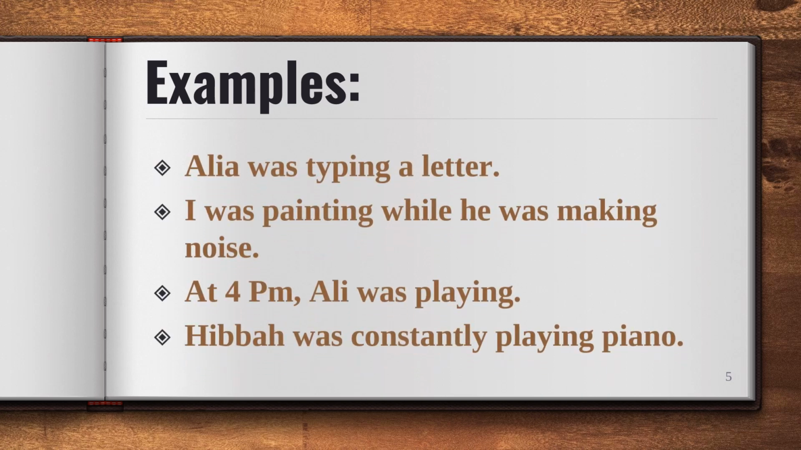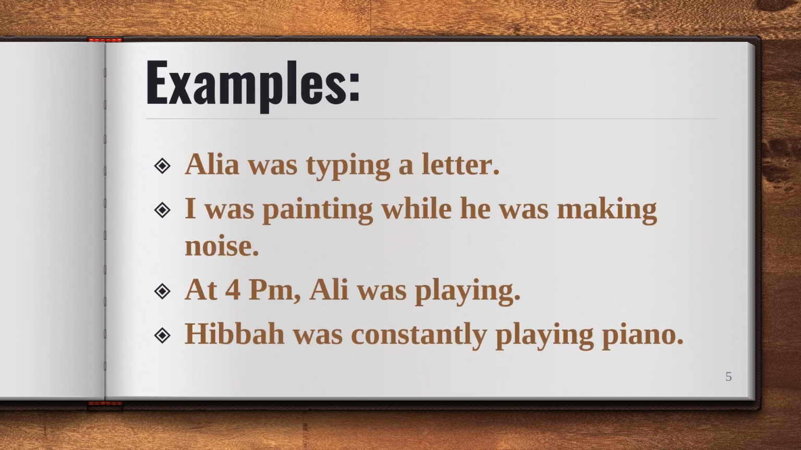The examples are: Alia was typing a letter. That action has been done in the past, and what she was doing, she was typing a letter. I was painting while he was making noise. Now this is an example of parallel. At 4 p.m., when the time duration is there, at 4 p.m. Ali was sleeping. Hiba was constantly playing piano. That is for describing habit.